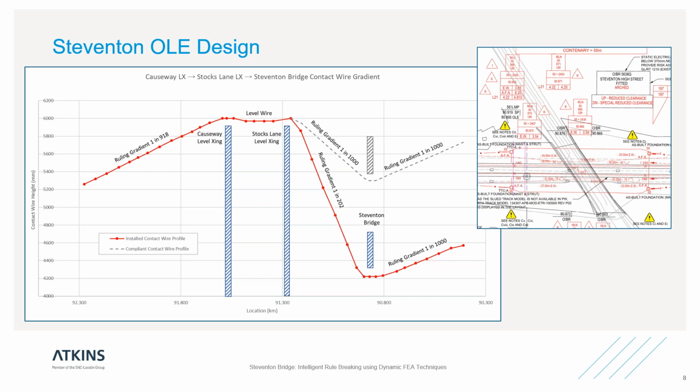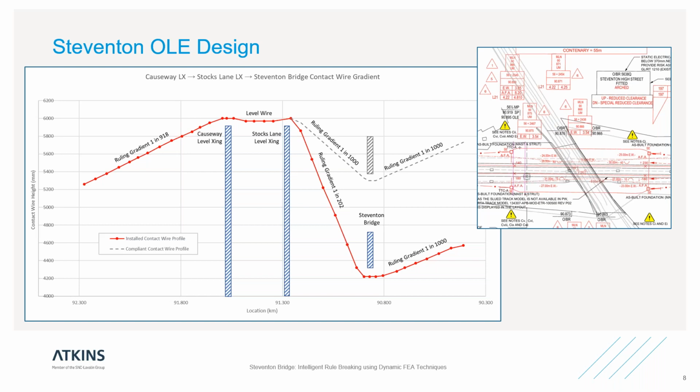So to give you an idea of the performance challenge that this gradient represents, at 125 miles an hour, the pantograph would move through its entire operating height range in about 8 seconds. And you'll see what that looks like in a few slides' time. So roll forward again on the timeline.